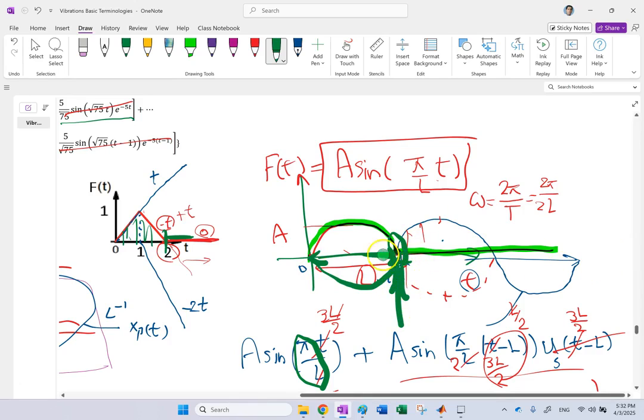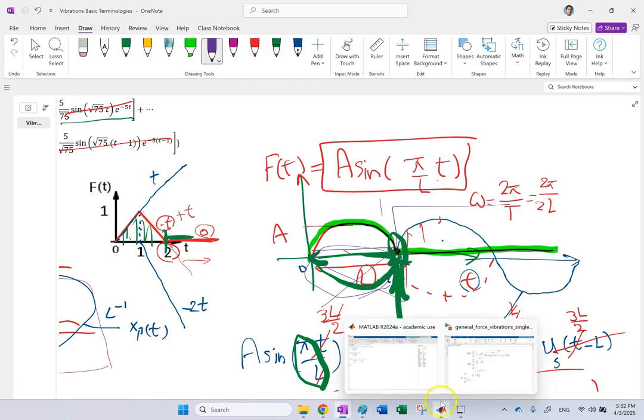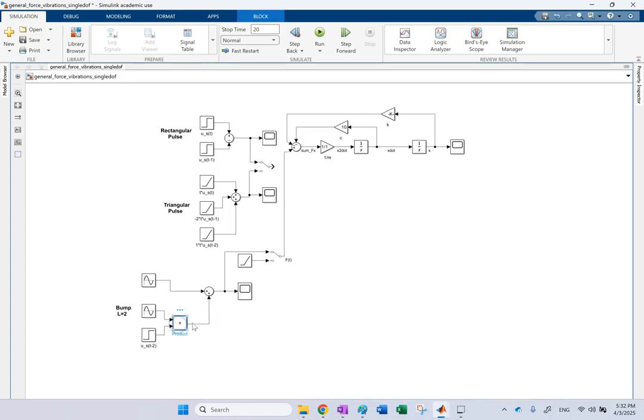Therefore, because the sine wave itself does not start at time of 2. But if I multiply it by the step function, which is just 0 before 2 and then jumps to 1, now I suppress this portion of this blue curve that is before time of 2. Okay, and I do that with the product.